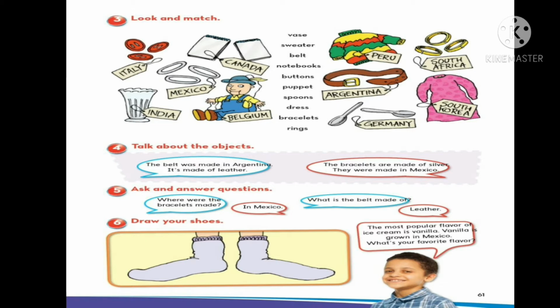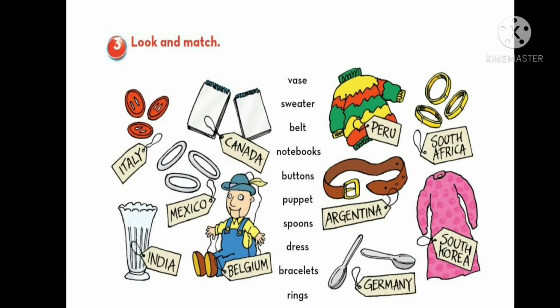Okay, so let's start with exercise number 3, look and match. We have these items and the names of the items, so we need to connect the name with the item. Look at the first one, vase, vase. So let's connect vase to this vase, which was made in India. Okay, so vase here.